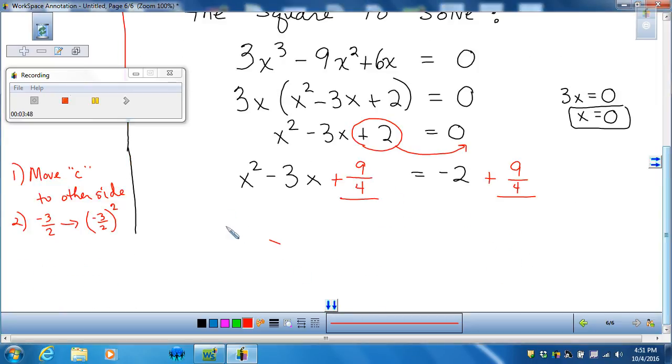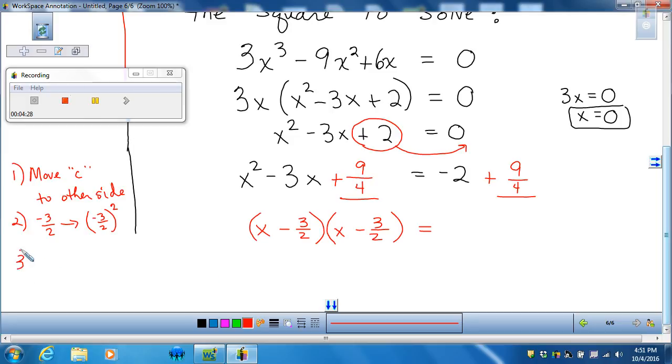Okay, my next step, once I have completed my square like I just did, my next step is to factor it now. So now I'm ready to break it down. Square root, or what times itself is equal to x squared? X times x. What number did we multiply by itself to get 9/4? Negative 3/2. So I've now factored it.